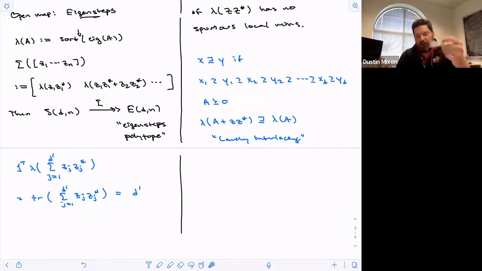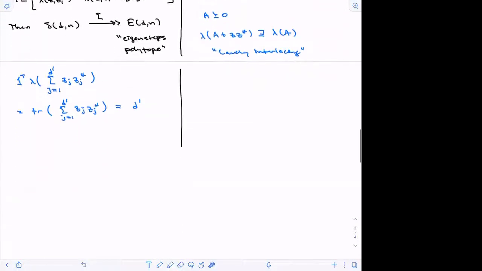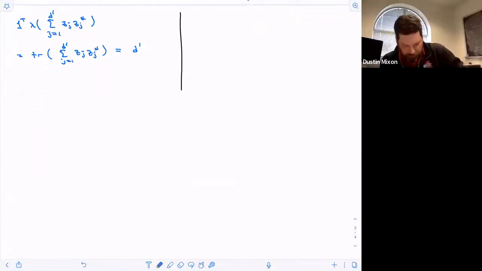So that's where these are the equalities and inequalities that define the Eigensteps polytope, and it turns out that it surjects onto the polytope. This map does. So, thank you very much. You got it. Other questions?